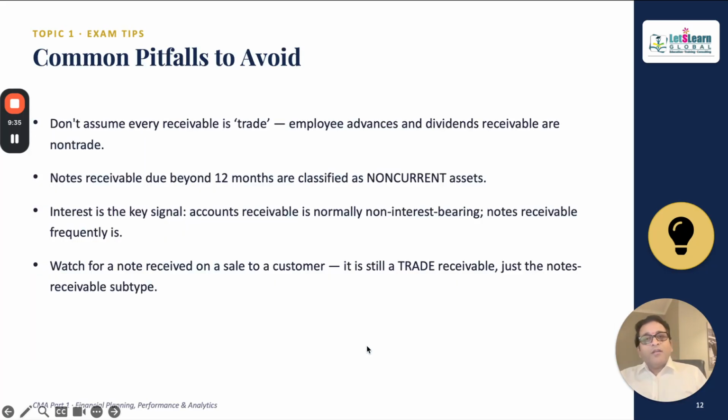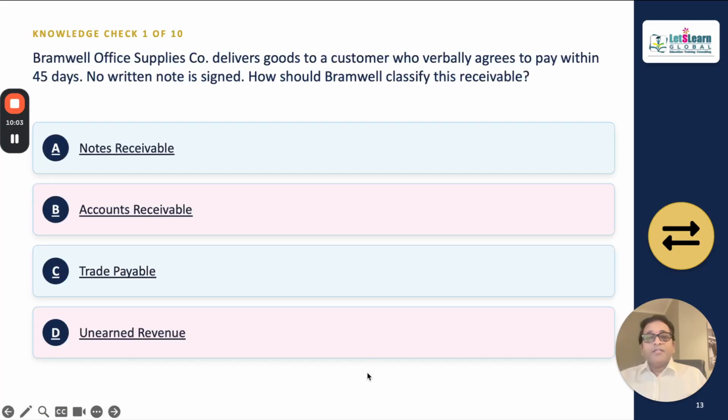So while reading the questions on the exam date, please be careful about what is trade receivable, what is non-trade receivable, and whether the receivable is current or non-current. Mostly the trade receivables are interest free, credit extended to customers. But sometimes in case of notes receivable, we may add some interest amount. Yep. Let's take an example here.